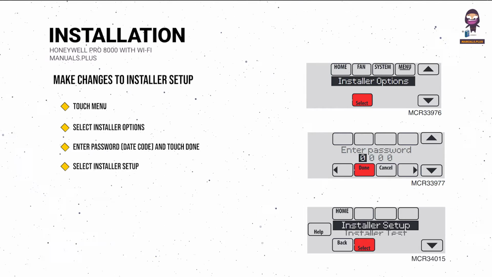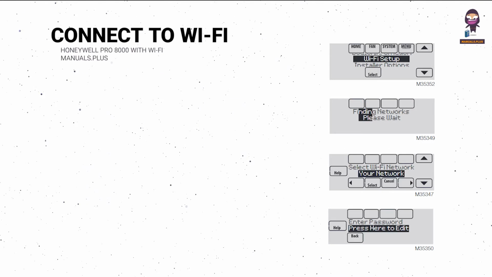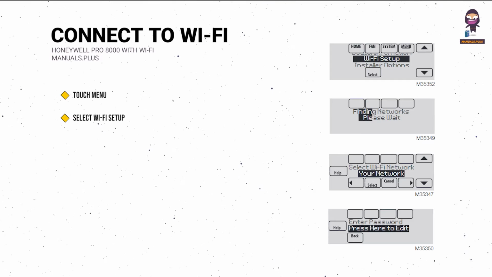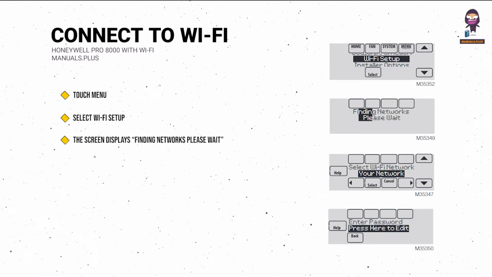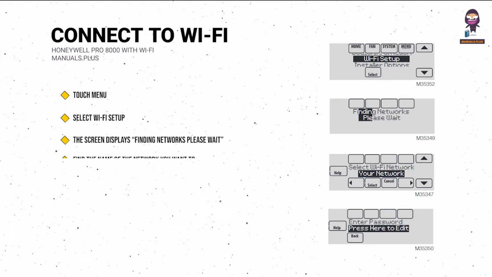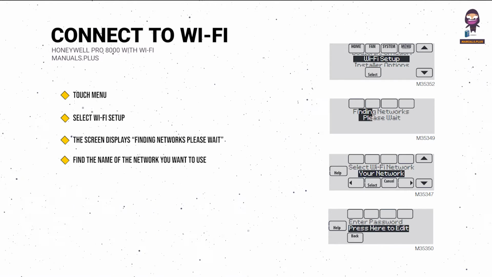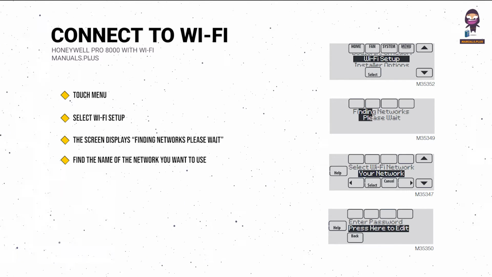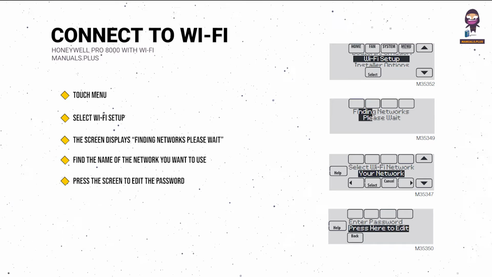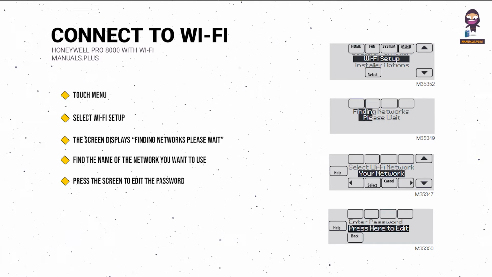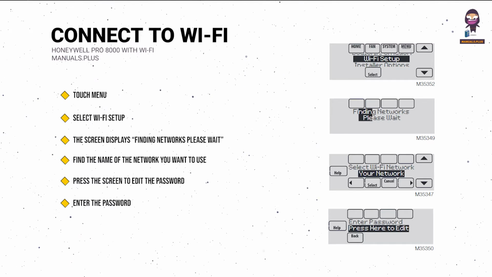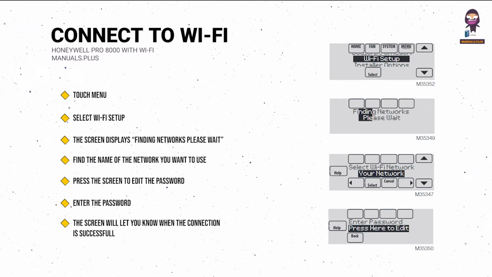Select installer setup. Connect to Wi-Fi network. Touch menu. Select Wi-Fi setup. The screen displays finding networks. Please wait. Find the name of the network you want to use by pressing the arrow buttons to scroll up/down or left/right. When prompted, press the screen to edit the password. Enter the password. The screen will let you know when the connection is successful.